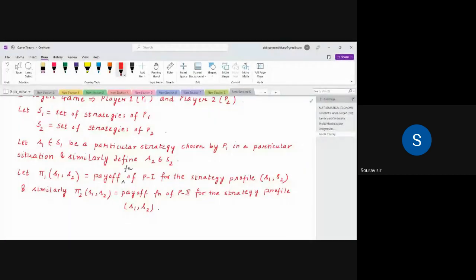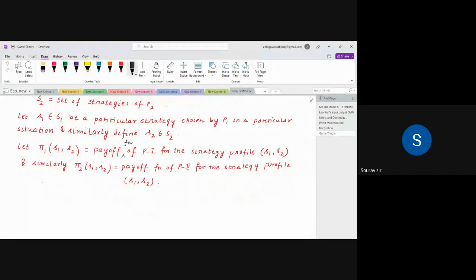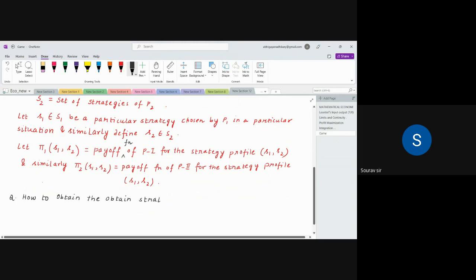So now the question that we want to determine is how to obtain the optimal strategies of both the players so that they get the highest possible payoff from the game.